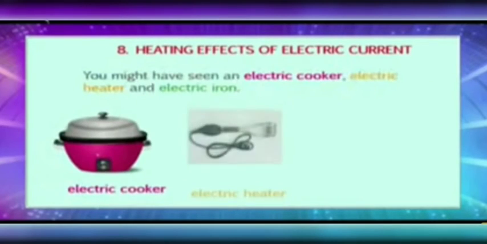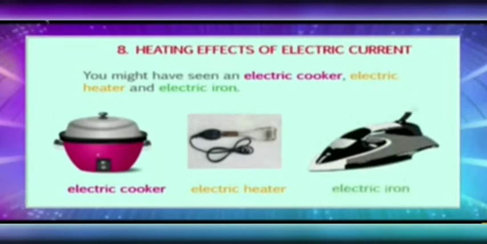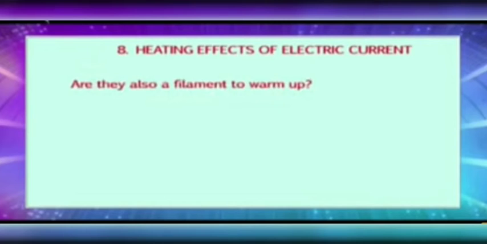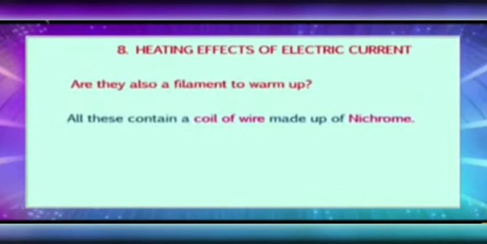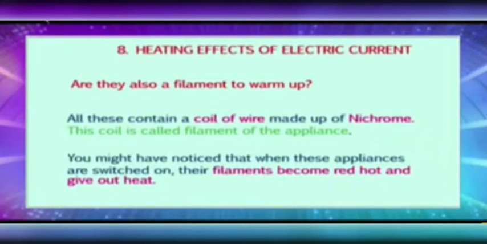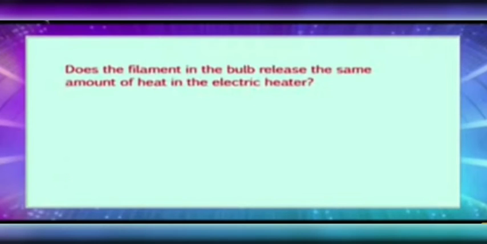You might have seen an electric cooker, electric heater, and electric iron. Do they also have a filament that warms up? All these contain a coil of wire made up of nichrome. This coil is called the filament of the appliance. You might have noticed that when these appliances are switched on, their filaments become red hot and give out heat. Does the filament in the bulb release the same amount of heat as the electric heater?